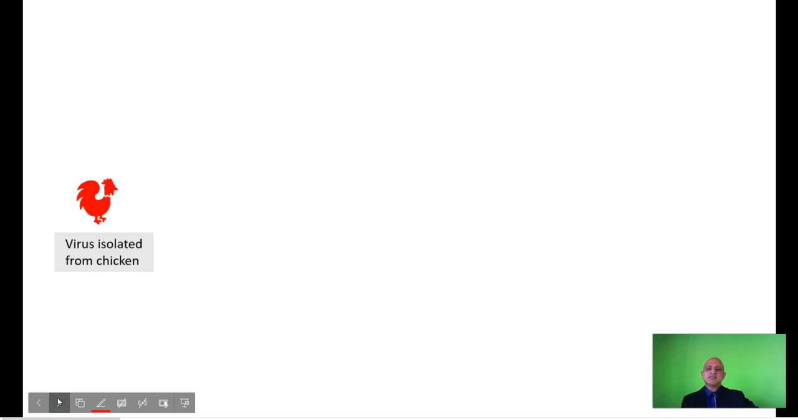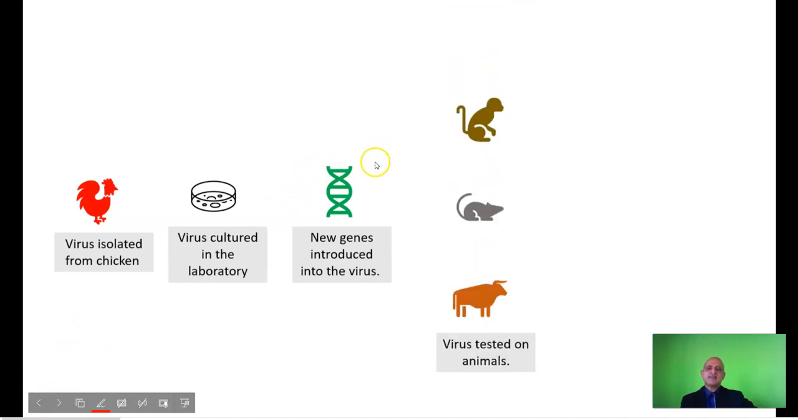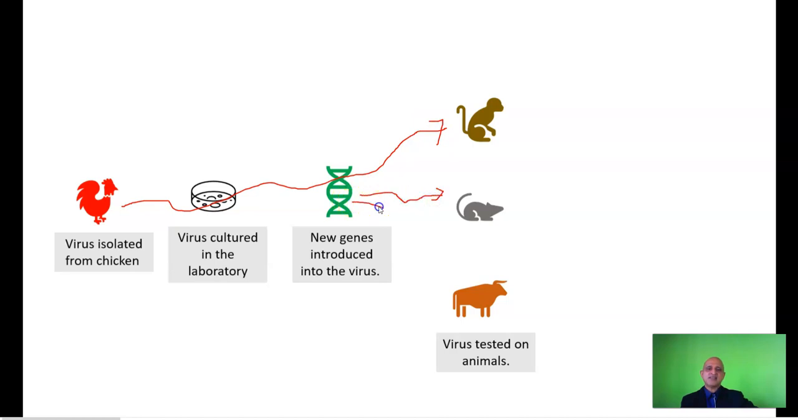So this is a simple graphic which I've created for you. Let us consider a researcher who's working on viruses isolated from chicken, and he cultures the virus in the laboratory. His assistant introduces new genes into the virus. Of course, their motive is purely scientific research. Now, what happens next is that these genes permit this virus from the chicken to be transmitted into animal hosts. This is purely a research-based study. So they conduct their research, they check the transmission into simian, murine and bovine hosts. That's what they do. They conduct the test.